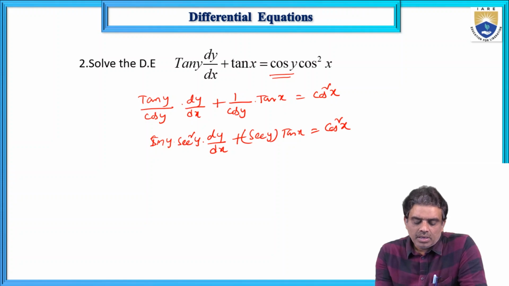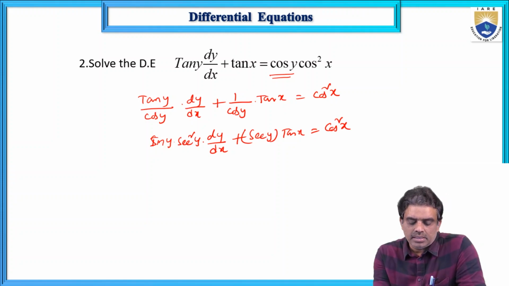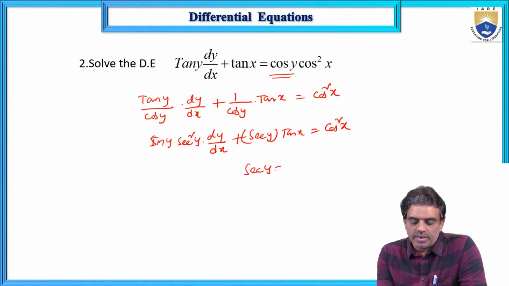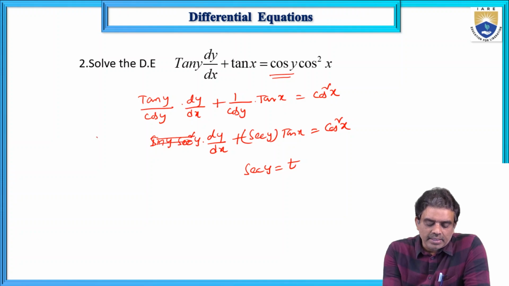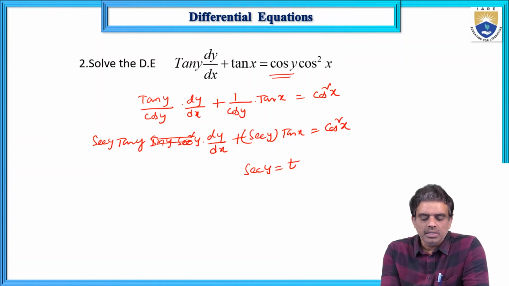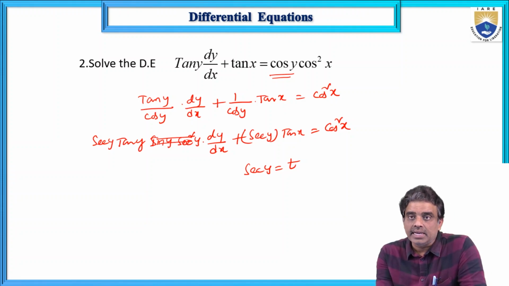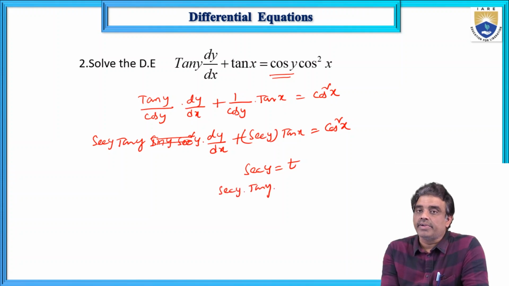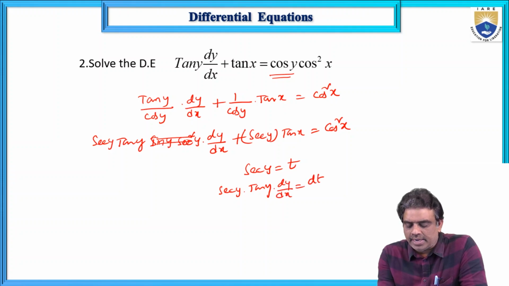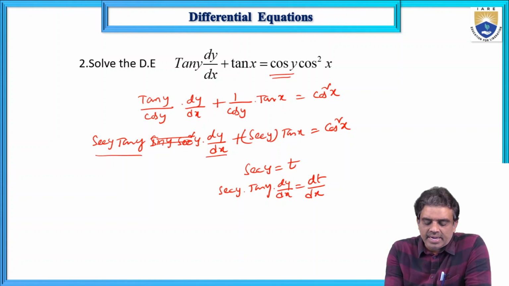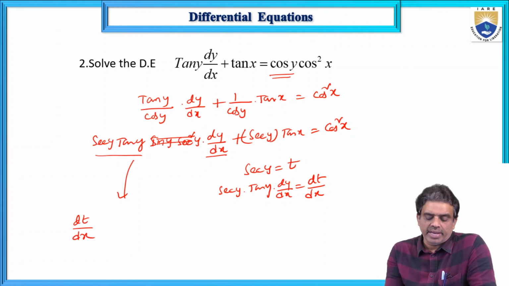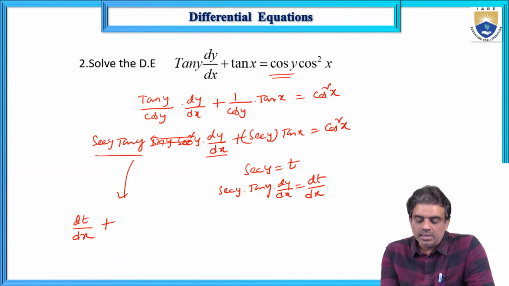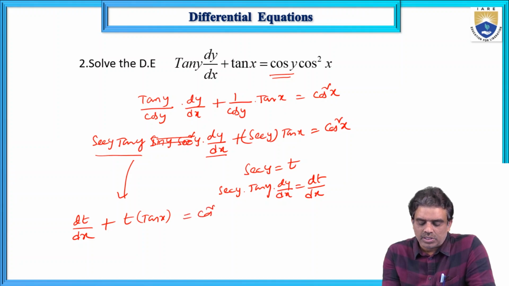Now take secant y equal to some other variable t. Then what is the derivative? Secant y, 1 by cos is secant y. For secant y, the derivative is secant y into tan y. So secant y into tan y of dy by dx is equal to dt by dx. Here the entire term secant y, tan y, dy by dx is replaced by dt by dx, just by observation and substituting the values. Plus secant y, that is t, of tan x, t of tan x is equal to cos square x.